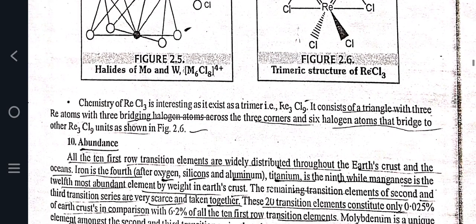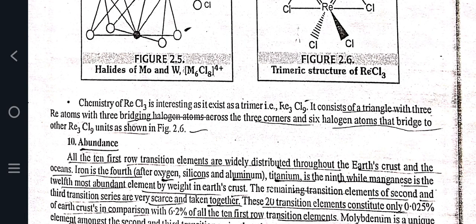The chemistry of ReCl3 is interesting as it exists as a trimer, Re3Cl9. It consists of a triangle with three Re atoms, with three bridging halogen atoms across the three edges and six halogen atoms that bridge to other Re3Cl9 units, as shown in figure 2.6.